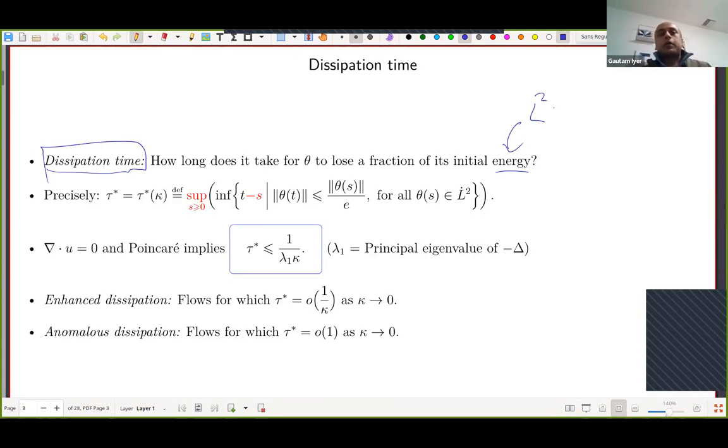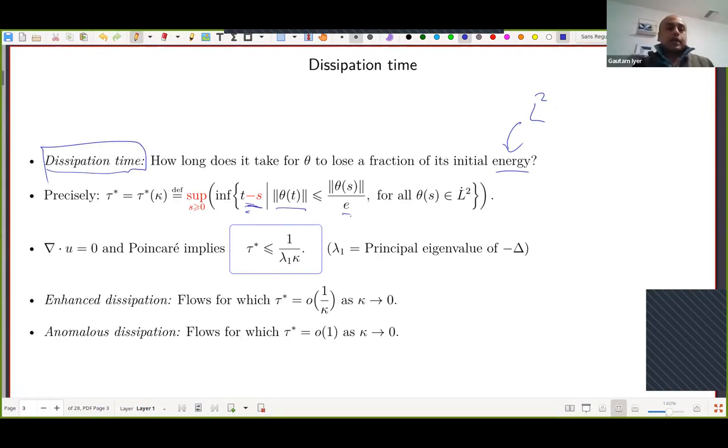Precisely, I'm going to allow u to be time dependent, which is why I have this time inhomogeneous thing. Let me start the advection diffusion equation at time s with initial data theta s, and run it up to time t. How big should t minus s be so that my energy at time t is 1 over e times the energy at time s?